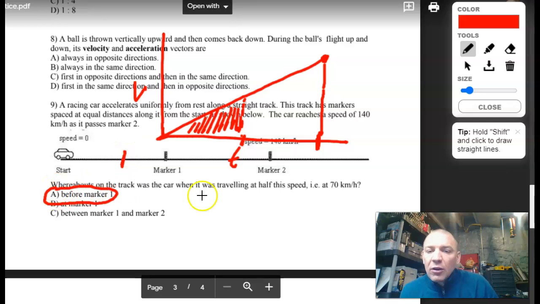So a couple different ways. You can do it with the equation. You can do it visually with the graph, that the area under a velocity graph is your displacement. So there's some different tricks to looking at those.